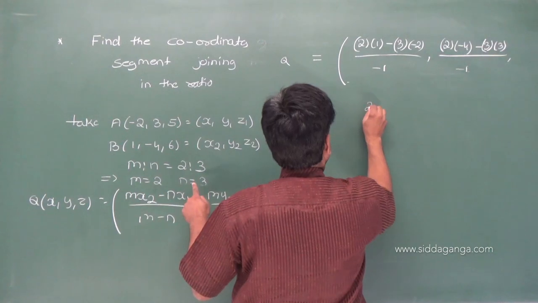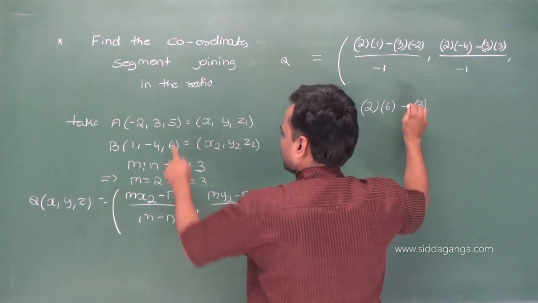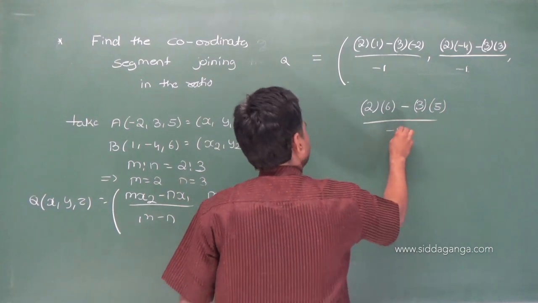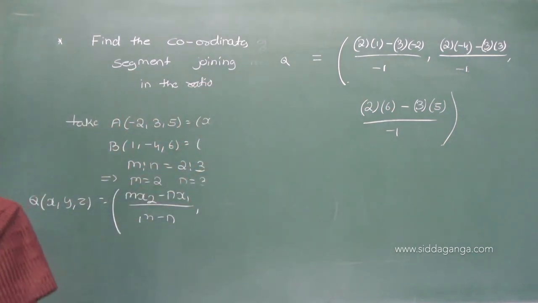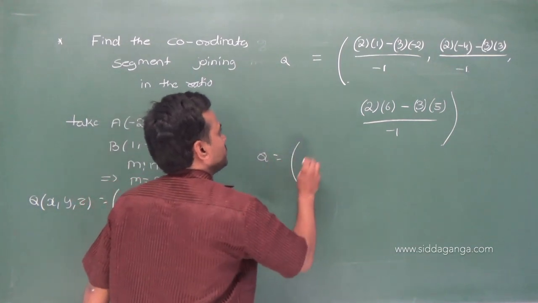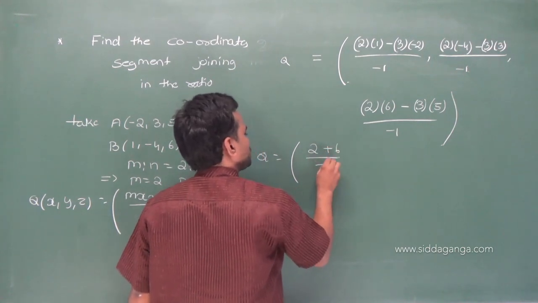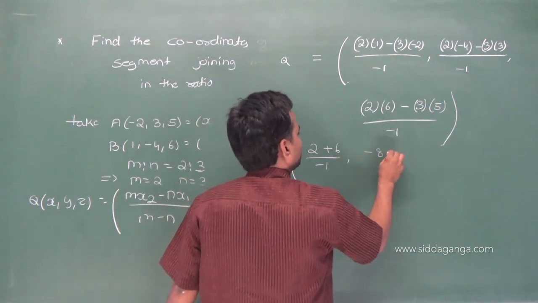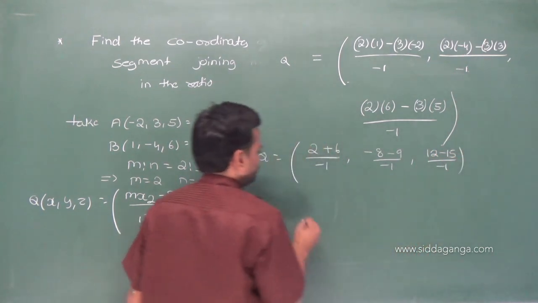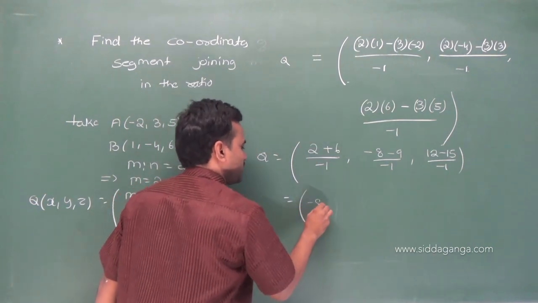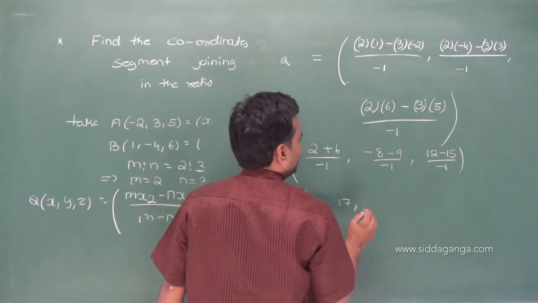I write below the z coordinate: 2 into 6 minus 3 into 5, divided by minus 1. That implies Q is equal to... calculate it. 2 into 1, 2; 3 into 2, 6; minus into minus, plus 6 divided by minus 1, minus 8, correct. Minus 9 divided by minus 1, 12 minus 15 divided by minus 1, how much? 8 by minus 1 is minus 8. Minus 17 divided by minus 1 is plus 17. Minus 3 divided by minus 1 is plus 3.